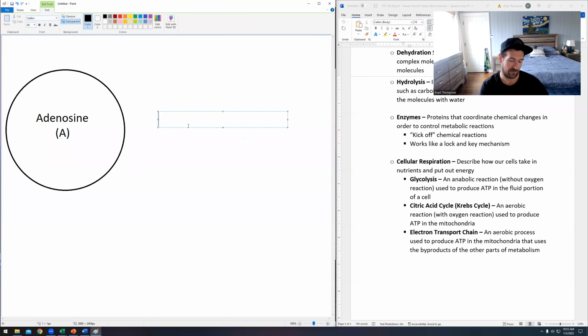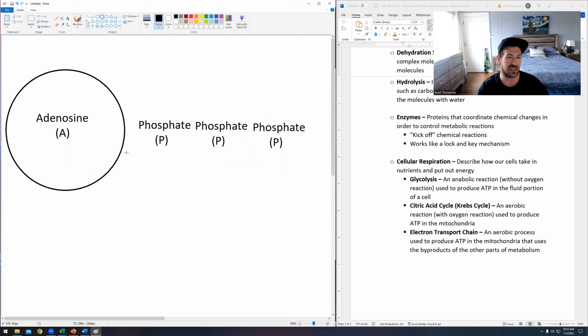That's the P that I'm referring to. Because there are three of them, we say triphosphate. So, adenosine triphosphate. We're going to have one there, put another one there, and we'll put another one there. So this is what ATP kind of looks like, right? It's a molecule of adenosine and three little phosphates, all attached together.